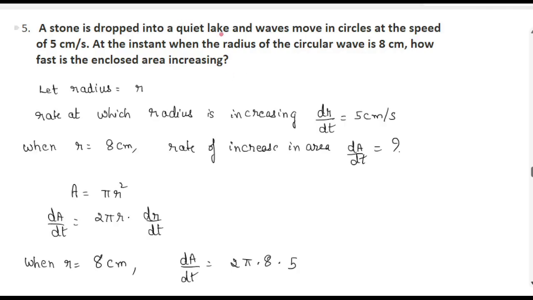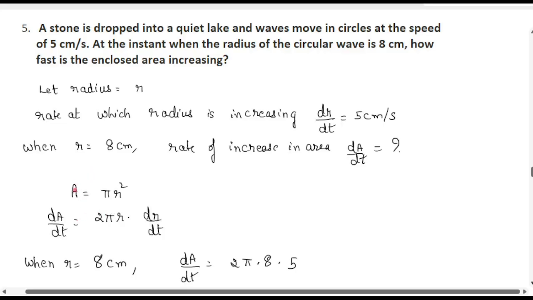When a stone is dropped into a quiet lake, waves move in circle at the speed of 5 centimeter per second. That means the radius is increasing at the speed of 5 centimeter per second. So if we consider the radius as r, then dr by dt equal to 5 centimeter per second. Now we need to find the rate at which the area is increasing when r equal to 8 centimeter. For this we need to know the area of the circle formula.